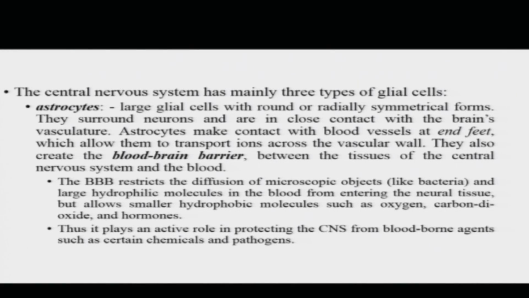Now, this blood brain barrier has a very important function. One is that it restricts the diffusion of microscopic objects like bacteria and large hydrophilic molecules in the blood from entering the neural tissue, the brain area. But it also allows small hydrophobic molecules such as oxygen, carbon dioxide and certain hormones to enter. So, it acts as a selective barrier, allowing the good things that are needed to enter, and keeping out the things that can be potentially harmful. So, it plays a very active role in protecting the central nervous system from blood-borne agents such as chemicals and other kinds of pathogens.